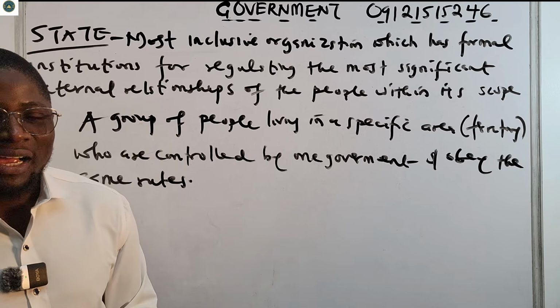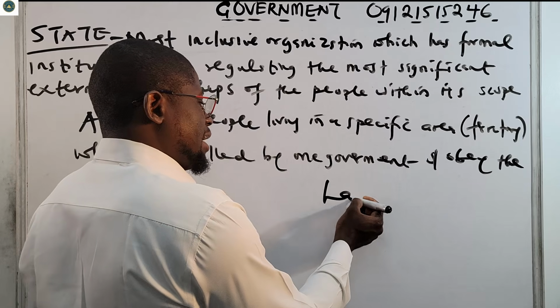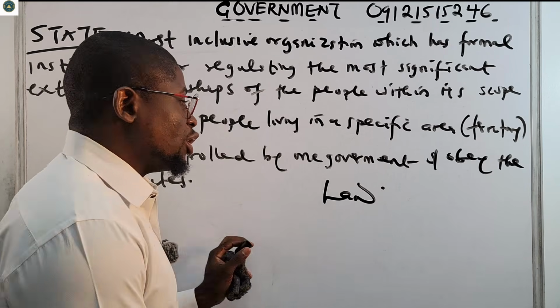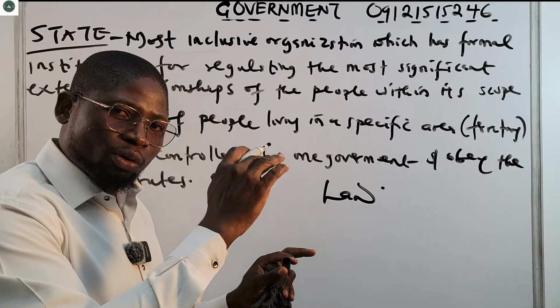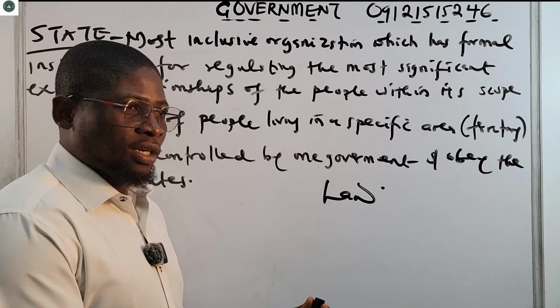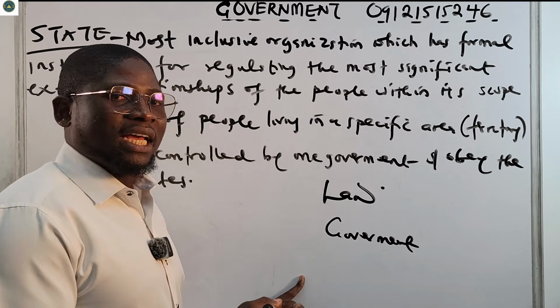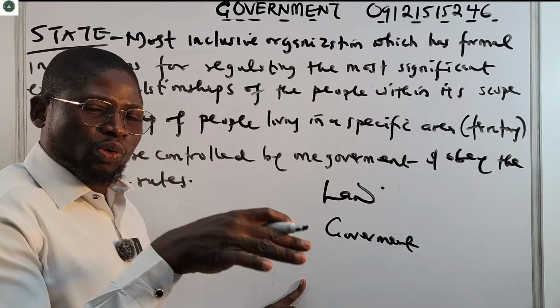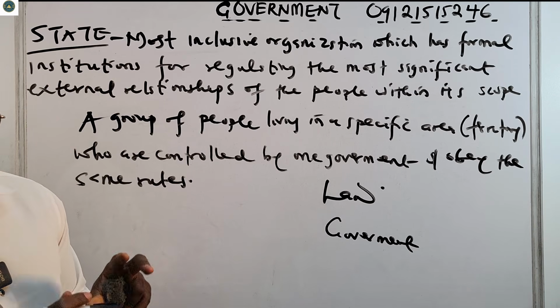Just like I explained before, a state is like a big family living in one house. That house is the land, and they obey the same rules. They have the parents in the house who make rules; they are the government. The state has a government, and there are people who enforce those rules. That is what a state is.